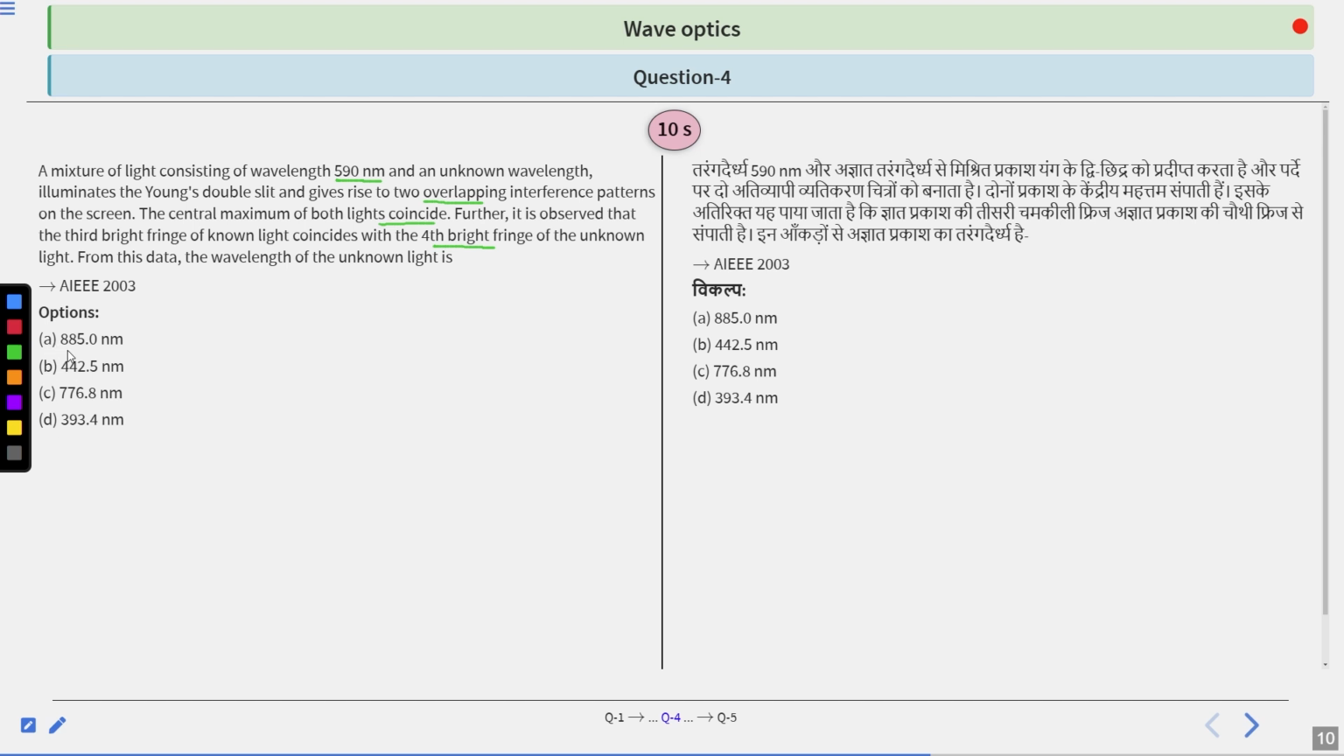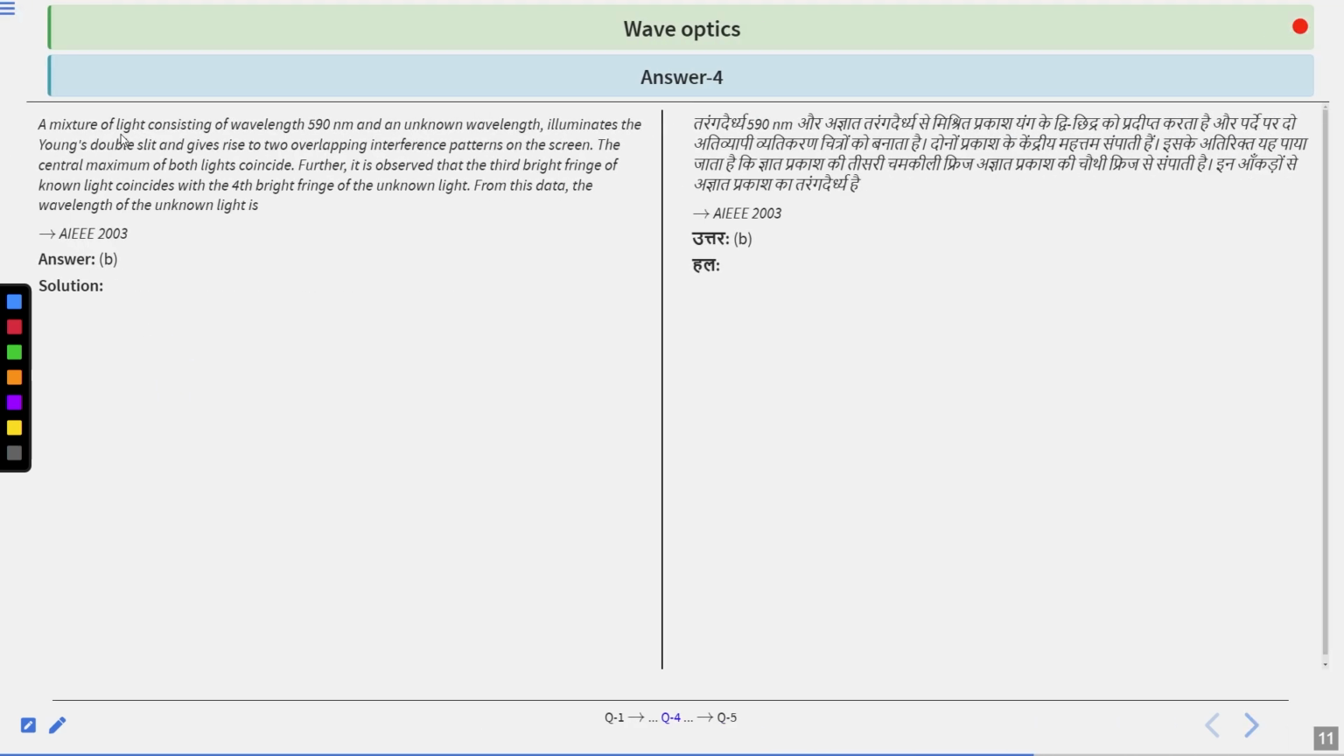Given options: option A is 885.0 nanometer, option B is 442.5 nanometer, option C is 776.8 nanometer, and option D is 393.4 nanometer. So which option is correct? Option A, option B, option C, or option D? You have some time to solve this question. After that, we will provide the solution. I hope you have solved this question. Now let's see the solution.